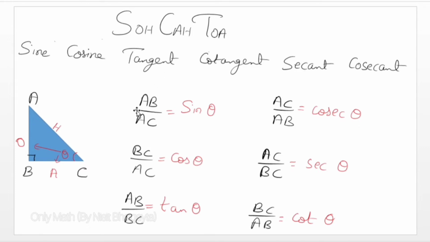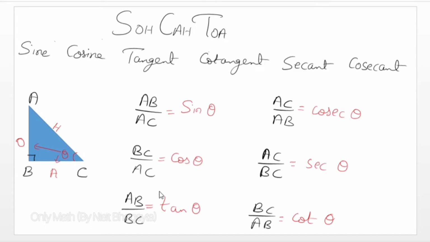So AB over AC, what is that? Actually opposite over hypotenuse, that's what it says here. So S is for sine, OH is O over H. So opposite over hypotenuse is our sine theta. Same way, adjacent over hypotenuse is our cos theta, and opposite over adjacent is our tan theta.